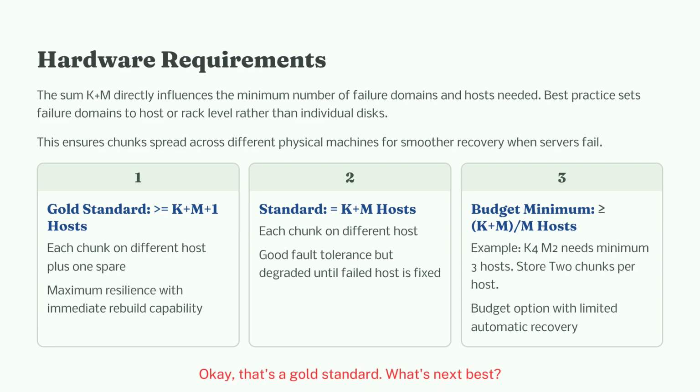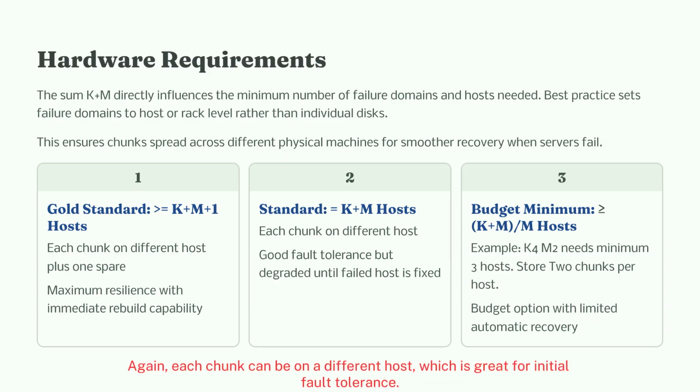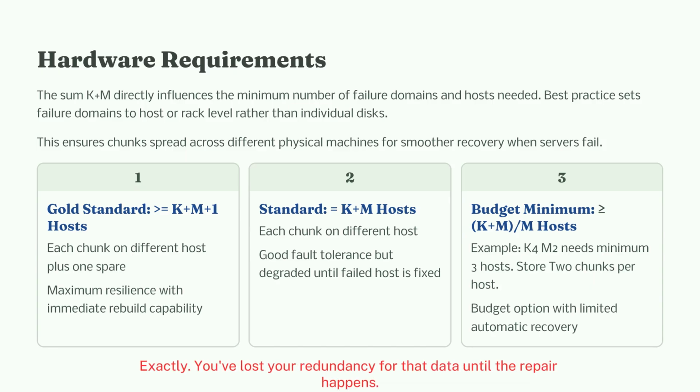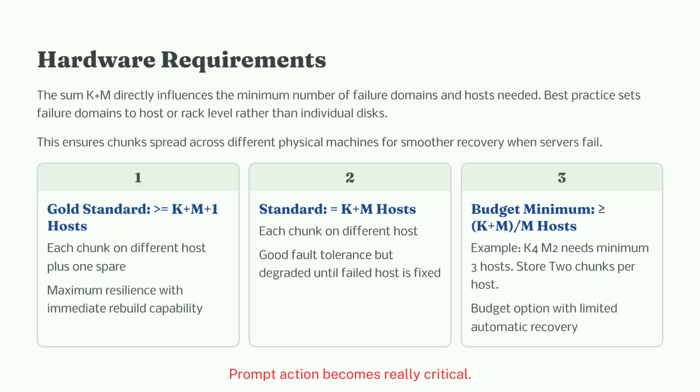What's next best? The second best is having exactly K plus M servers. Again, each chunk can be on a different host, which is great for initial fault tolerance. But if a host fails now, you've lost one of your K plus M locations, and there's no spare host ready to take over that chunk immediately. Ah, so the system is degraded until you fix or replace the failed host. Exactly. You've lost your redundancy for that data until the repair happens. Prompt action becomes really critical.